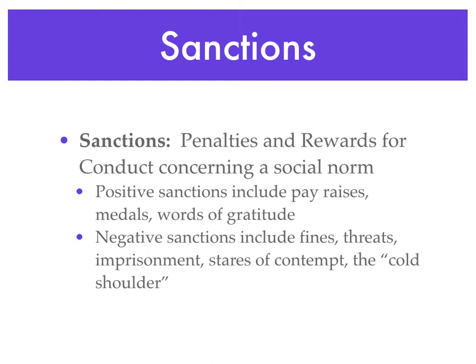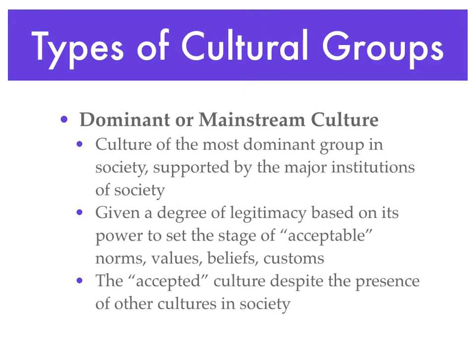And so I want you to think about the positive and negative sanctions that you've received for fulfilling norms around you. Now I'm going to step back and talk to you about different cultural groups in society. The first major one is dominant or mainstream culture. Mainstream culture is the culture of the most dominant group in society, and it is supported by the major institutions of society. It's given a degree of legitimacy based on its power to set the stage of acceptable norms, values, beliefs, and customs. And so it's the accepted culture despite the presence of other cultures in society.